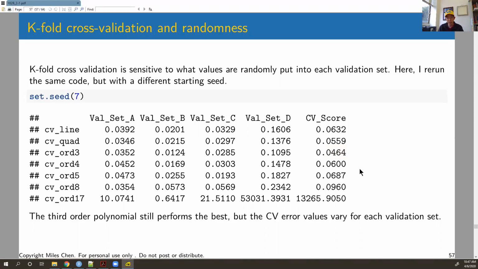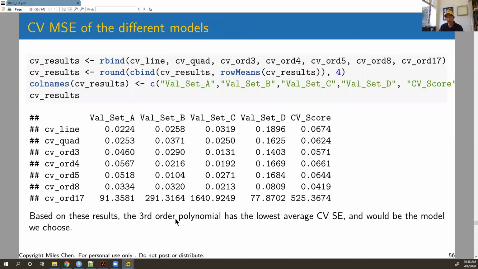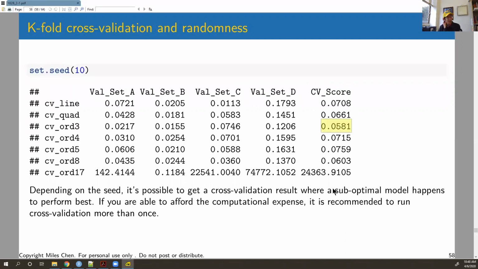And then here's another run, okay? And in this case, the 3rd order polynomial, this is its performance here, and it is also the lowest. And so you can see, depending on the seed, it's possible to get different cross-validation results where suboptimal models happen to perform best, right? So back here, the 8th order polynomial just happened to perform best in this cross-validation split.